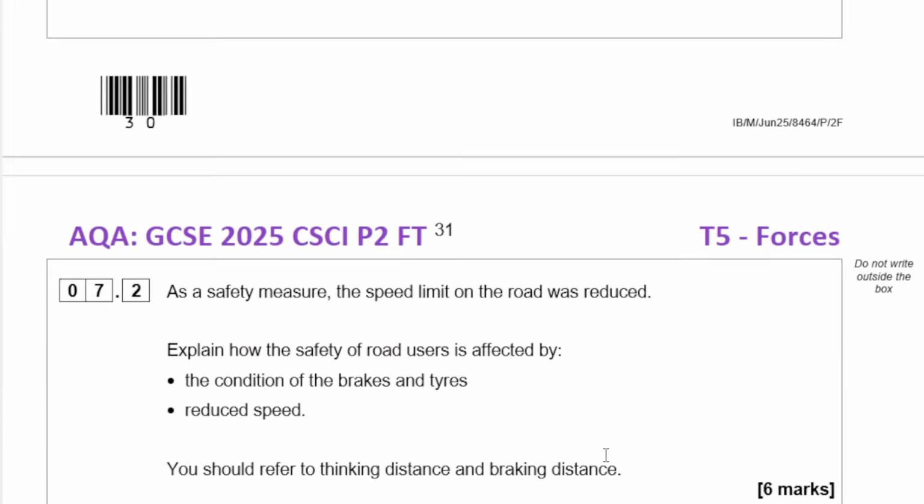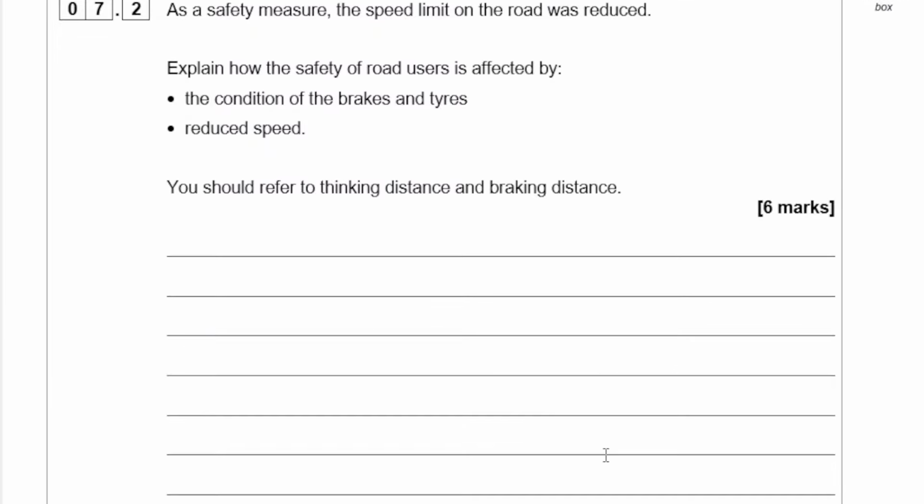As a safety measure, the speed limit of the road was reduced. Explain how the safety of road users is affected by the condition of the brakes and the tires and the reduced speed. You should refer to thinking distance and braking distance. It's a 6-mark question.